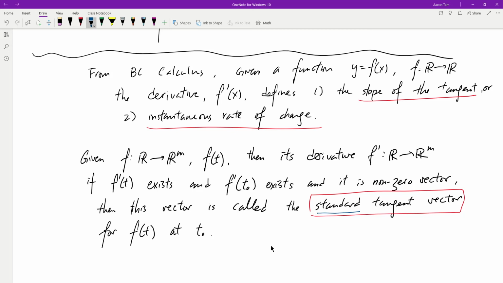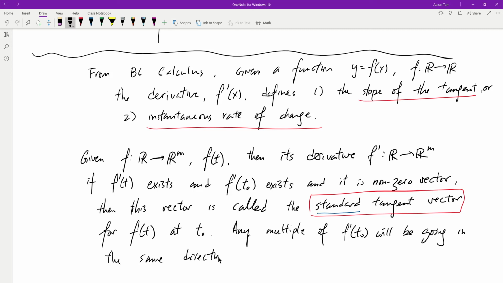But here's the important part, this word right here: the word standard. Okay, why is it called standard? Because of the following. Any multiple of f prime of t sub 0 will be going in the same direction or the opposite direction of f prime of t sub 0.